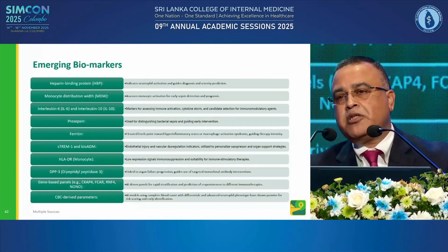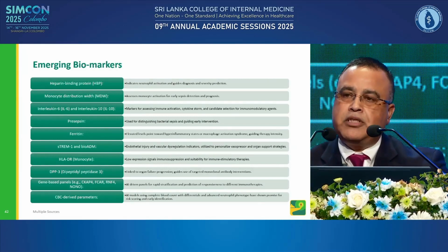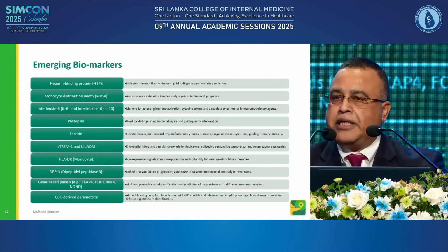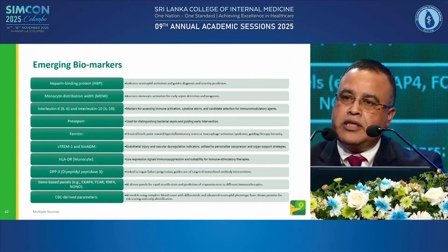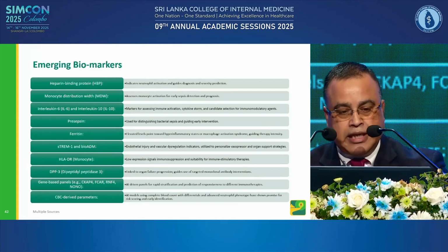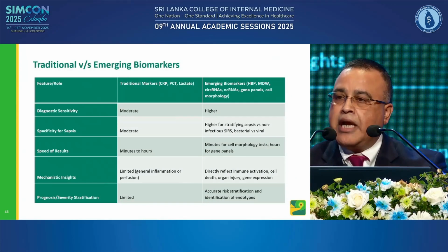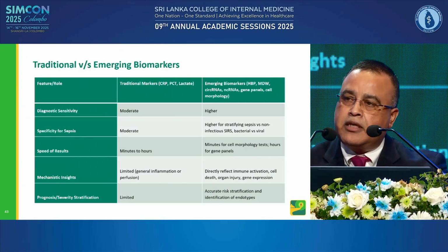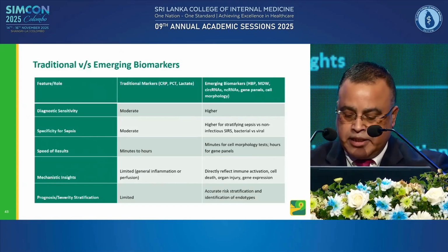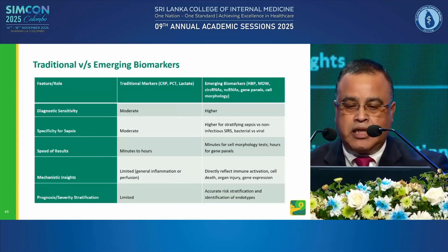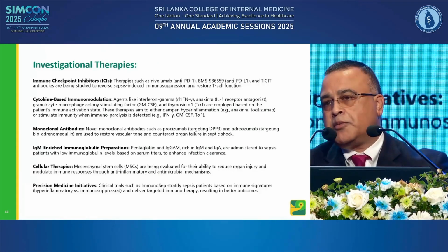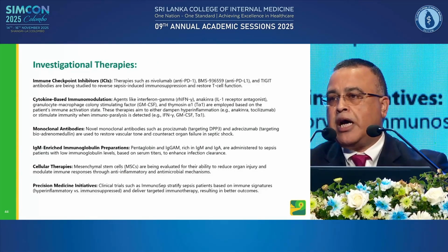These are some of the emerging biomarkers. Again, very busy slides. I will not go into details, but some of the tests we are currently doing are being modified so that we can do early detection. The difference between the traditional and the newer markers is that they are more specific, more sensitive, and very rapid. If you use them as point-of-care testing, the results can be in minutes rather than hours. These are some of the investigational therapies based on how the host is responding.